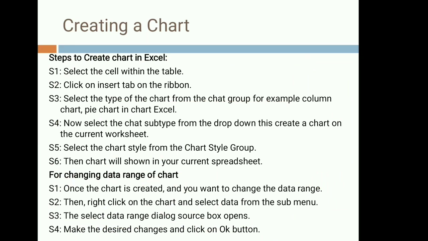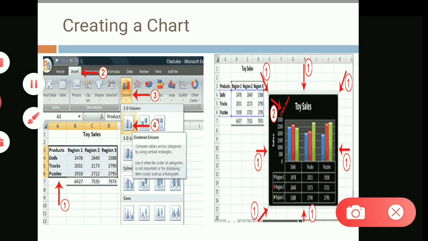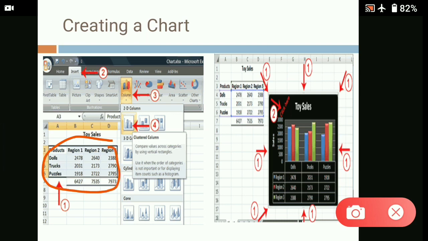I can explain this process with the help of an example. As you can see, how to create a chart, I will tell all the steps. So for creating the chart we have to follow all the steps. Firstly, we have to select the cell. Here is the cell, that is the first step. Then click on the Insert button. Here is the Insert button.